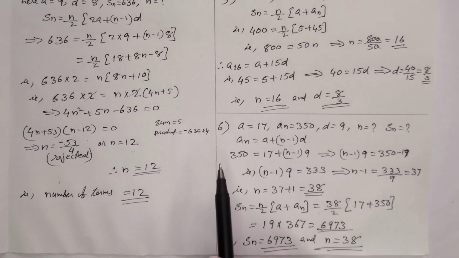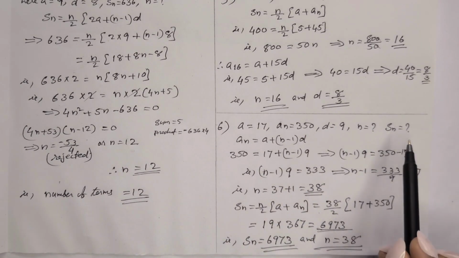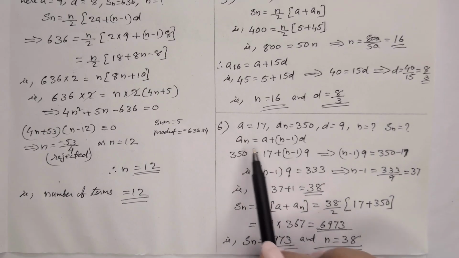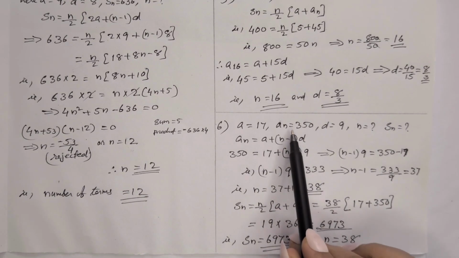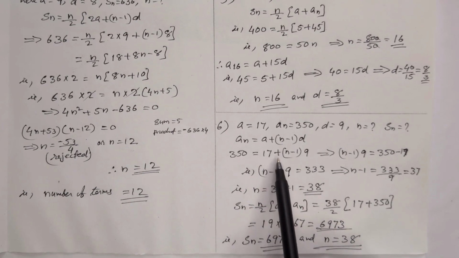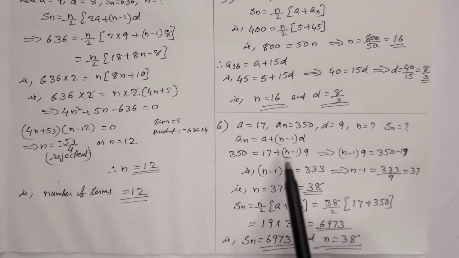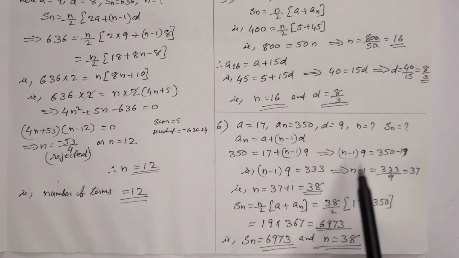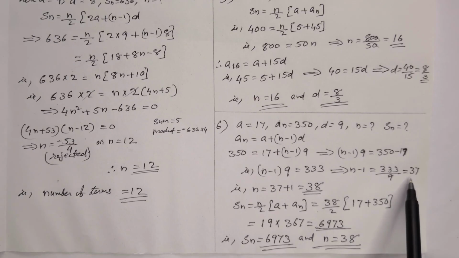In question number 6, the first term, last term and common difference are given. We have to find the number of terms and the sum of these terms. So first we put the values in an is equal to a plus n minus 1 into d. An is given, so 350 is equal to 17 plus n minus 1 into d. That means n minus 1 into 9 is equal to 350 minus 17, which means 333. From that, n minus 1 is equal to 333 divided by 9, which is equal to 37. Therefore, n is equal to 37 plus 1, 38.